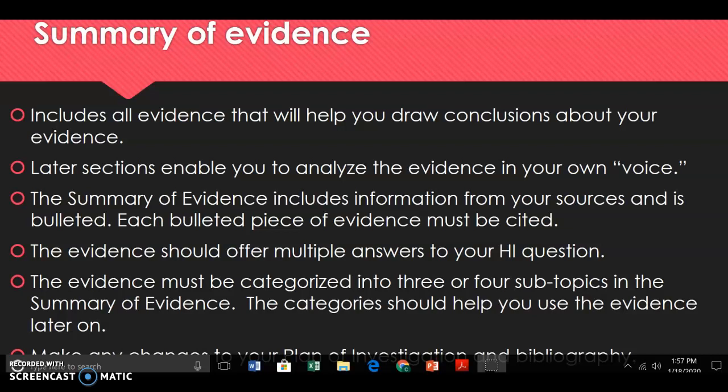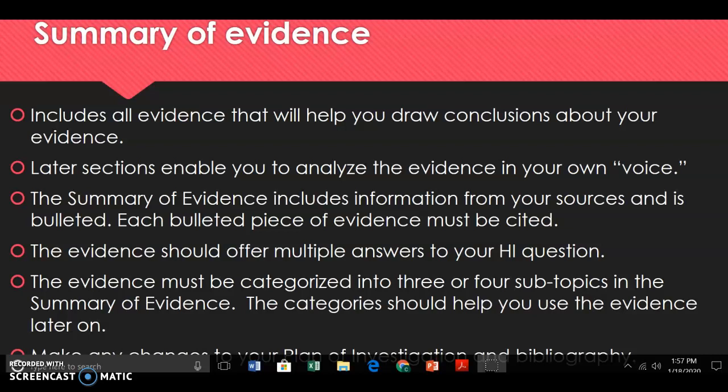This is the second benchmark for the historical investigation, and I have two video clips to share. The first one is just this one slide to give you an introduction to the summary of evidence, the objectives of the assignment, and a little bit of where it fits with the larger historical investigation. This is a short overview.